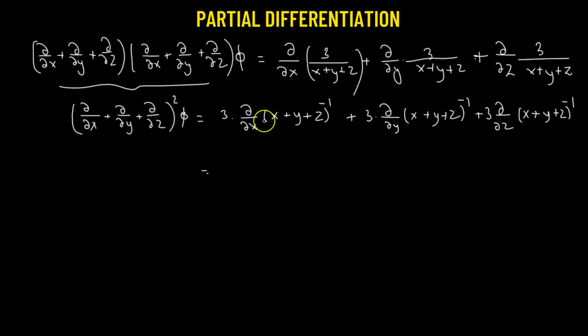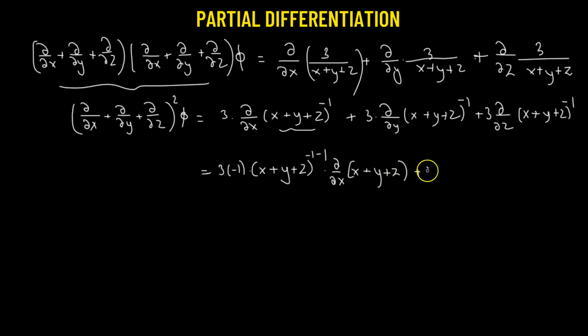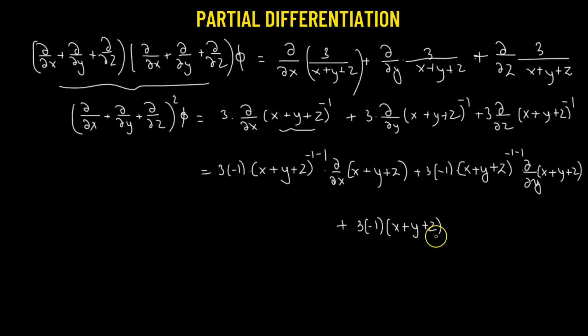That will be equal to, so we'll have to apply the power rule. So we have 3 times -1 multiplied by x plus y plus z raised to the power of -1 minus 1. Then we'll apply the chain rule to the expression within the parentheses. We'll have partial with respect to x of x plus y plus z. For the second term, we have 3 times -1 multiplied by x plus y plus z raised to the power of -1 minus 1 times partial with respect to y applied to x plus y plus z, plus 3 times -1 multiplied by x plus y plus z raised to the power of -1 minus 1 times partial with respect to z applying on x plus y plus z.